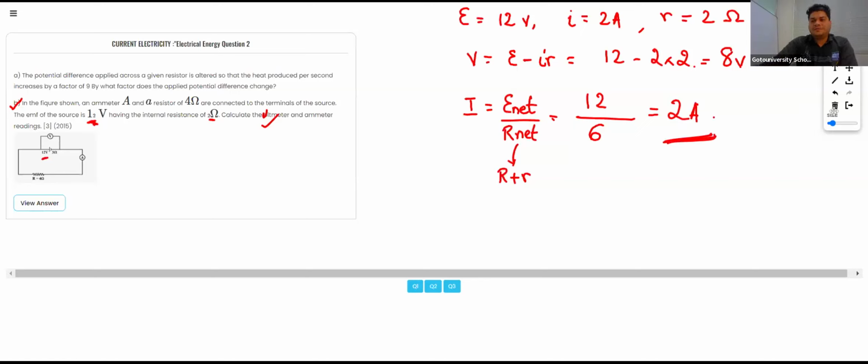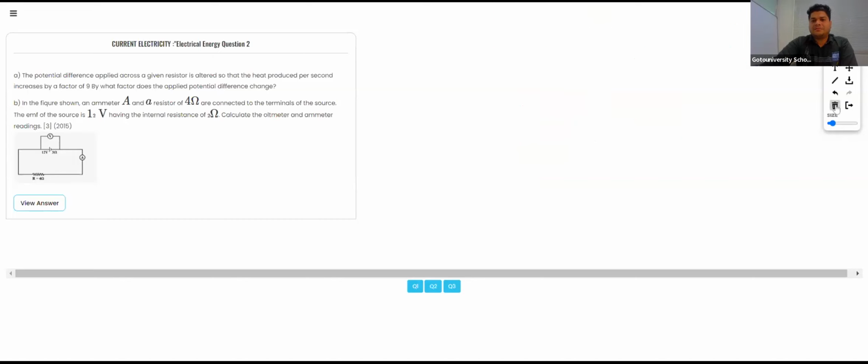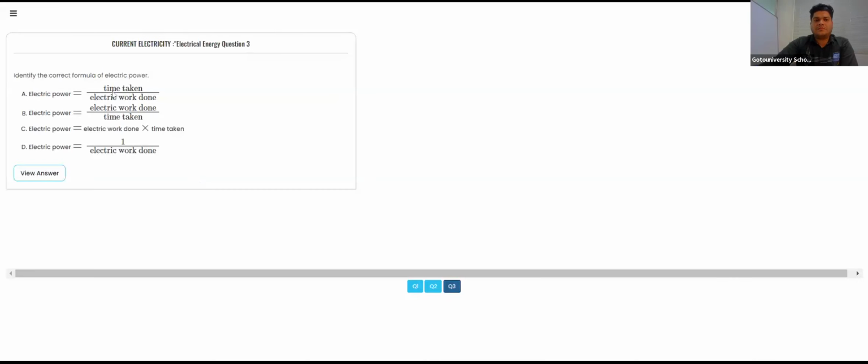Okay, then, now the next question, a multiple choice question. Question number 3: identify the correct formula for electrical power. Electric power is equal to electric work done per unit time taken, or electric power is equal to work done into time taken, or D, electric power is equal to 1 upon electrical work done.